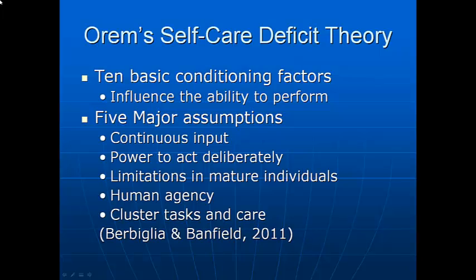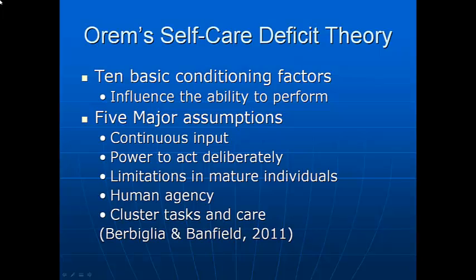There are 5 major assumptions associated with Orem's theory. The first is that individuals require continuous input to themselves in order to remain alive and functioning. Secondly, the power to act deliberately, or human agency, is depicted in the care of self and the care of others. Thirdly, the mature individual may experience limitations in ability to perform self-care.